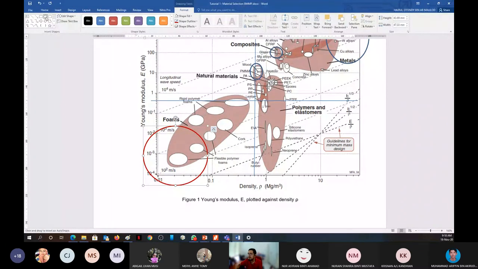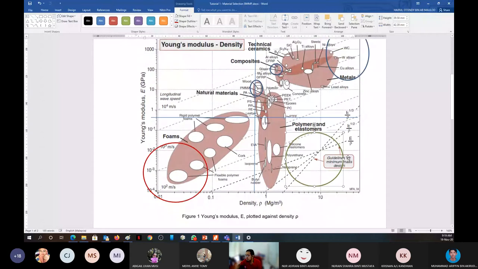What about here? What would we call this side of the quadrant? Material on this side, what do we call them? This is density. What about its density? Is it light or heavy? Can anyone answer? Heavy, sir. Light, sir. Light but not stiff, sir. This side of the quadrant, the green one, would be material that is heavy but soft. Okay, thank you.